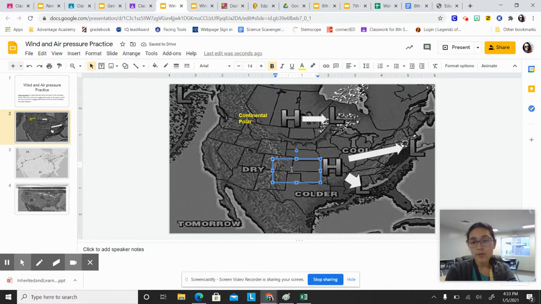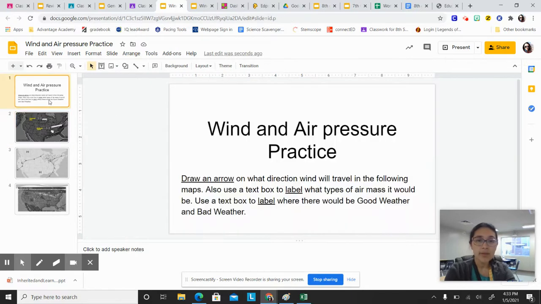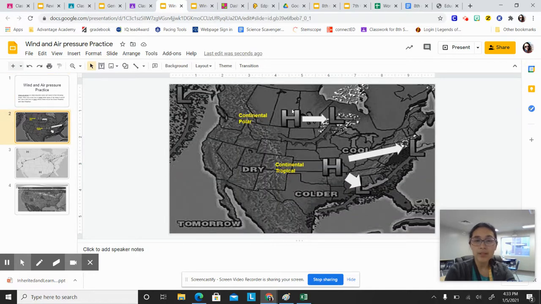And again, this is over land, so it's going to be continental. And it is kind of down low by the equator, so it's going to be tropical because it's going to be a warm air mass. And then the third thing is you're going to label where the good weather would be and the bad weather would be. So remember that H means happy, which means good weather.